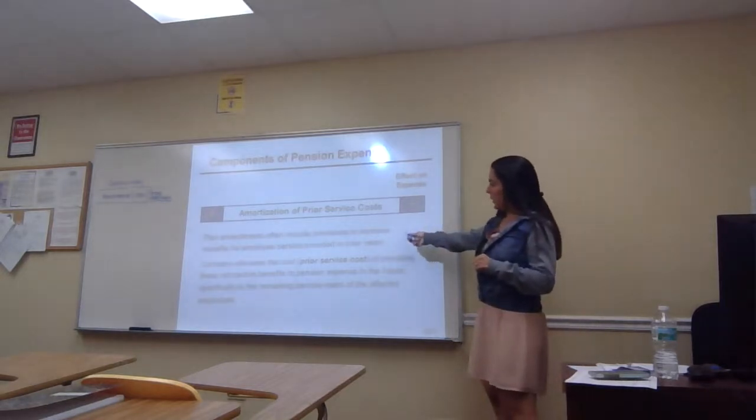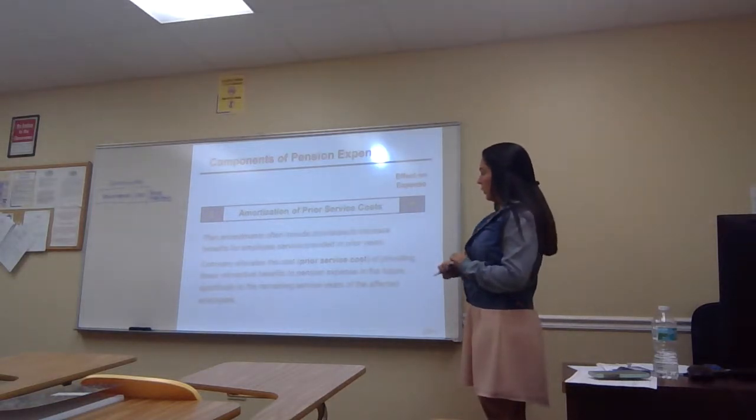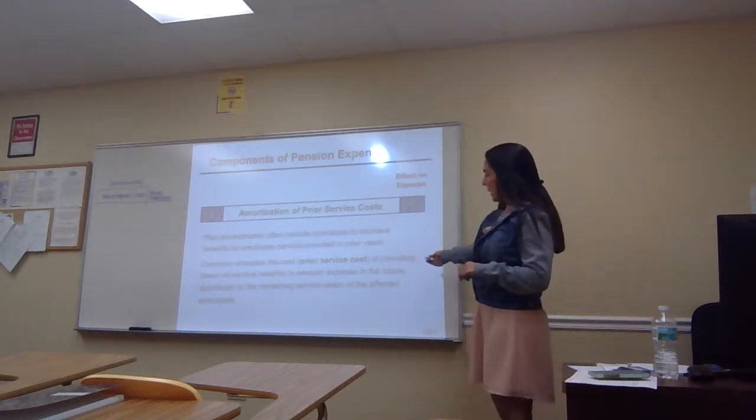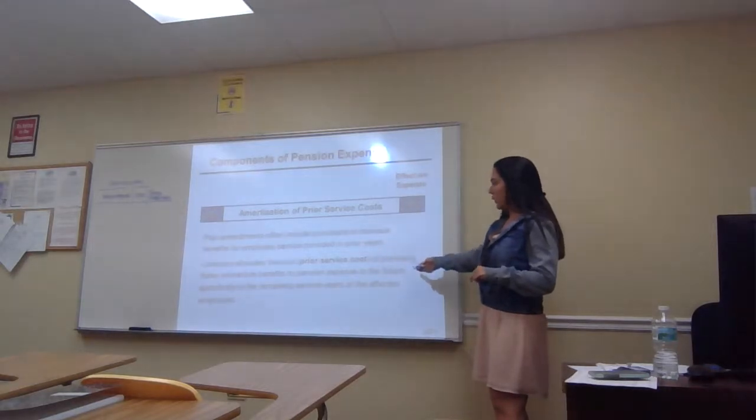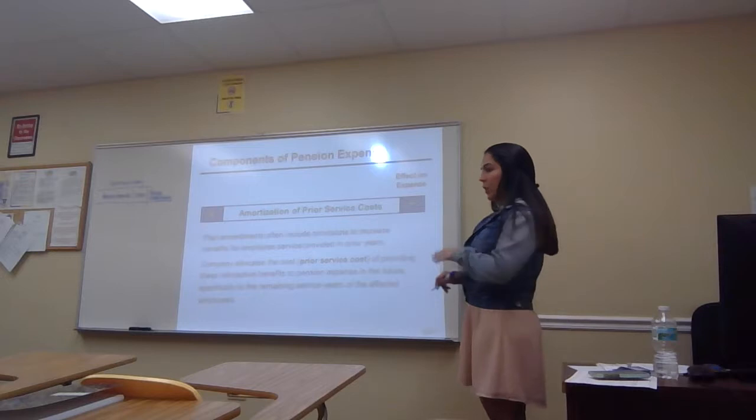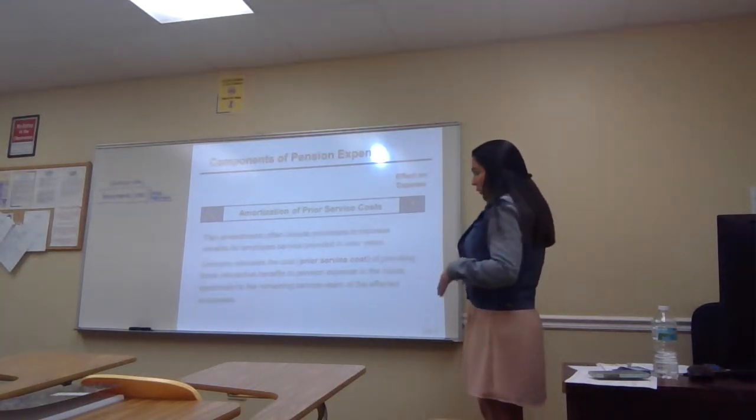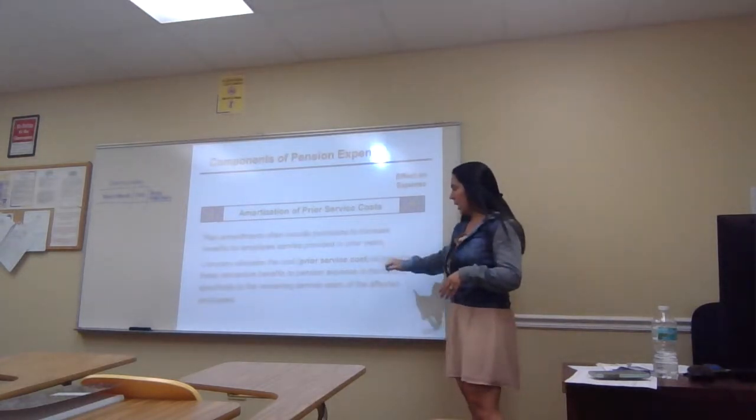So here it says, plan amendments often include provisions to increase benefits for employee services provided. Companies allocate the cost of prior service costs of providing these retroactive benefits to pension expense in the future. So instead of going back, you're going to amortize it going forward. That's why it's called prior service costs. We're amortizing it.